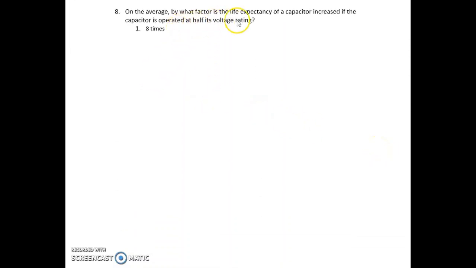On average, by what factor is the life expectancy of a capacitor increased if the capacitor is operated at half its voltage rating? This comes straight from the book, and it's 8 times.